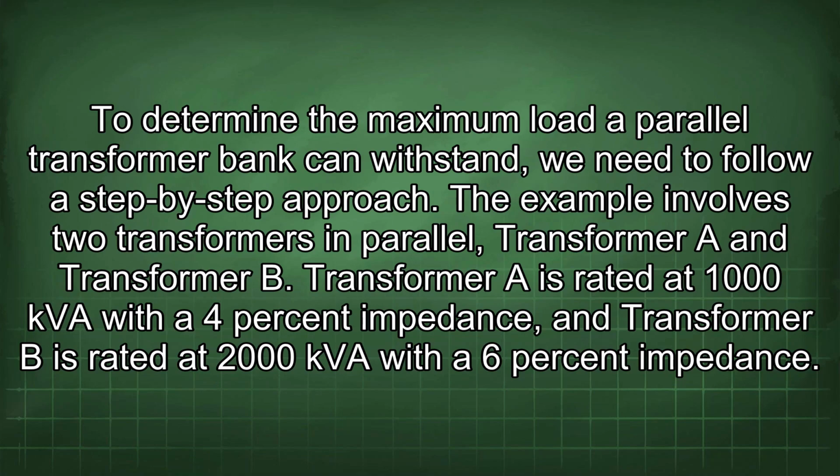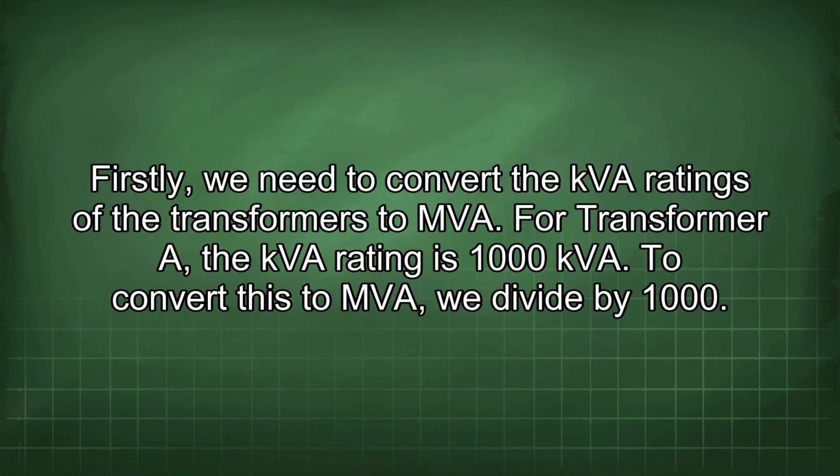To determine the maximum load a parallel transformer bank can withstand, we need to follow a step-by-step approach. The example involves two transformers in parallel, Transformer A and Transformer B. Transformer A is rated at 1000 kVA with a 4% impedance, and Transformer B is rated at 2000 kVA with a 6% impedance. Firstly, we need to convert the kVA ratings of the transformers to MVA.